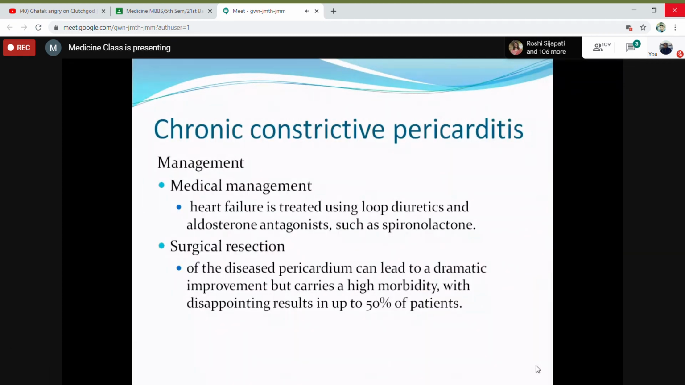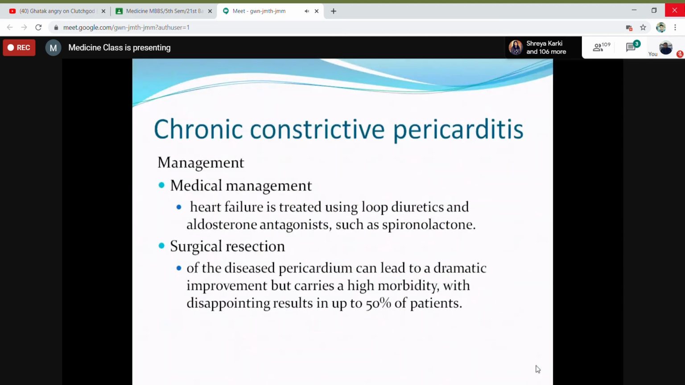So for the treatment, medical management is done by managing the heart failure using loop diuretics, aldosterone antagonists like spironolactone. Sometimes surgical resection may also be required, okay, of the diseased pericardium. This causes dramatic improvement in the patient, but since it has a high mortality, the results are very disappointing.